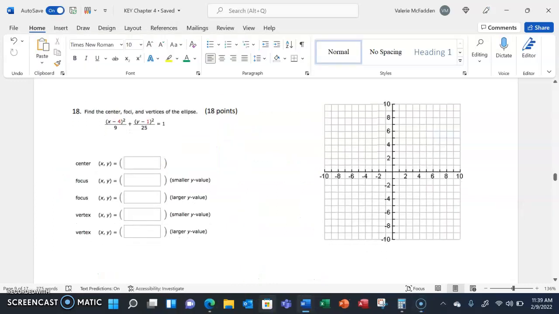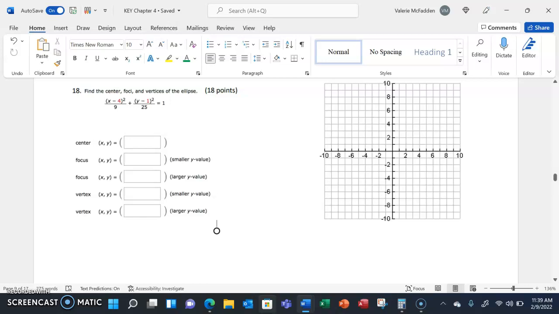Okay, I think now that we've done the hyperbolas, let's do all of the ellipses. Number 18 is really kind of a good one to learn how to do ellipses on. So here it says find the center, the foci, and the vertices of the ellipse.